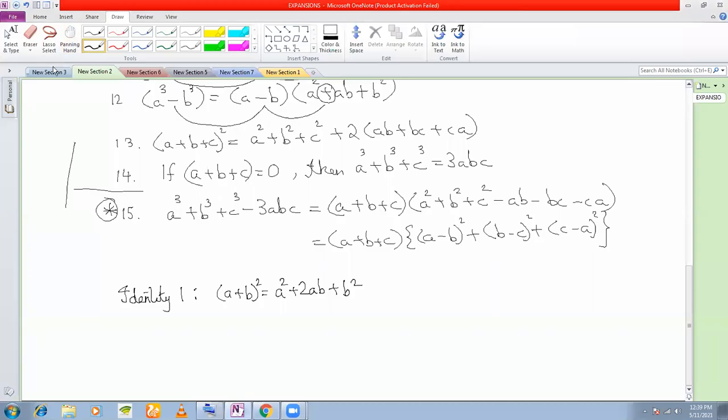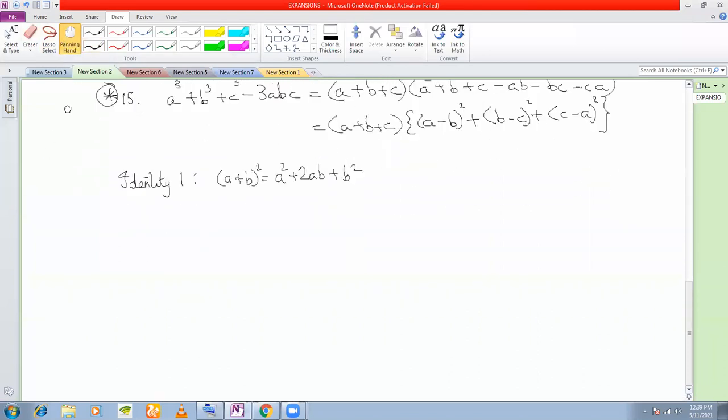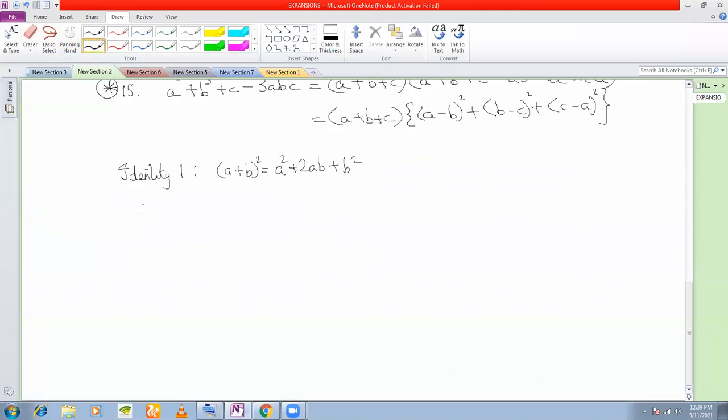Now, this identity you have already done in your class 8. Application. How to apply this? Say if you want to expand (half x plus 2 by 3y) whole square.